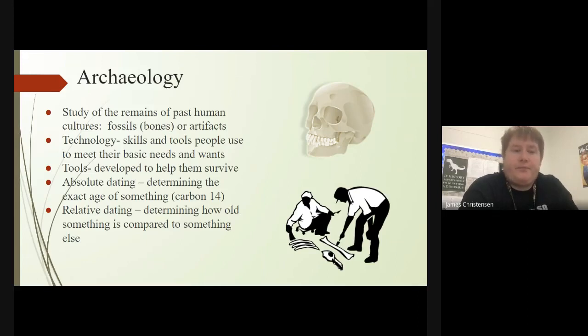We also use something known as relative dating. This is determining how old something is compared to something else. So comparing my age to my parents' age, that's relative dating. Absolute dating would be we take a sample of carbon-14 out of, let's say, my arm right here. That would exactly say how old I am, based on the rate of decay of carbon-14 in my body.